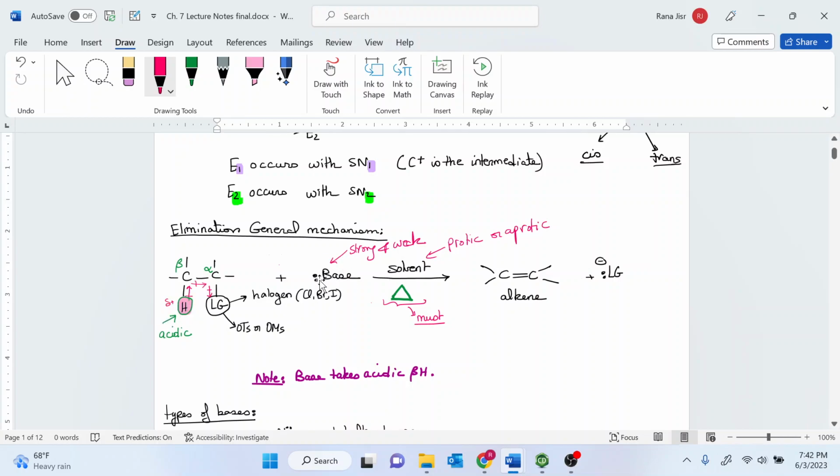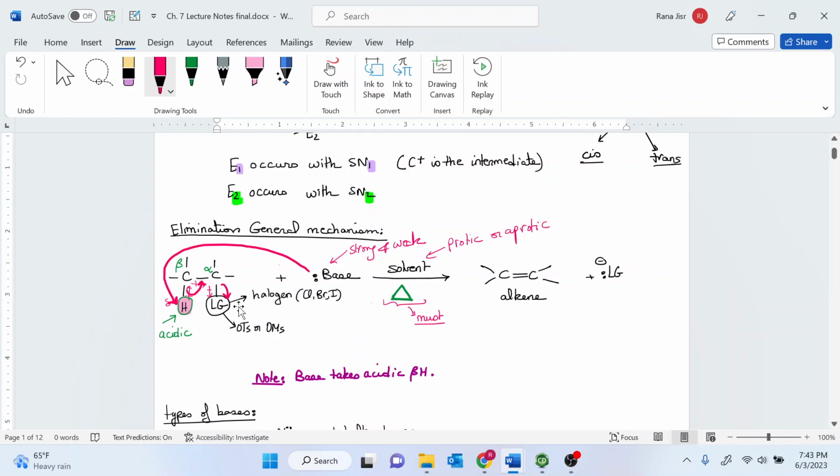The base, we know that bases are nucleophiles, except with bulky bases. This base over here is going to come and take the beta hydrogen instead of adding to the alpha carbon like what we did in substitution. In substitution, the base was a nucleophile and it added to the alpha carbon to kick out the leaving group. In elimination, the base is a base, and the role of the base is to come and take the beta hydrogen, form a double bond, and the leaving group is going to leave.